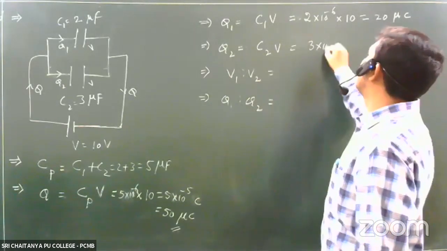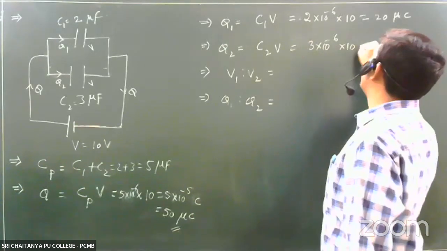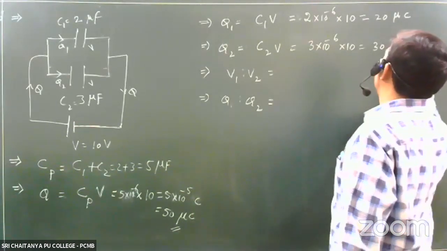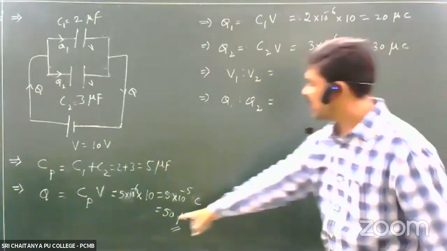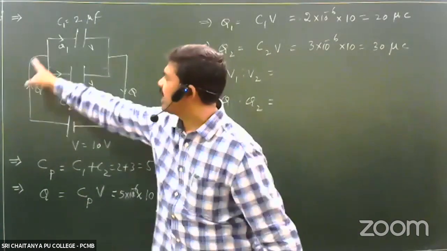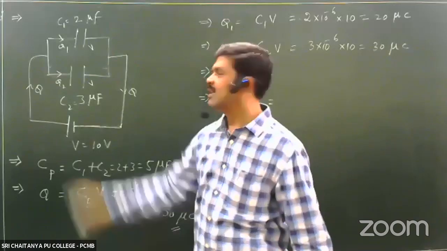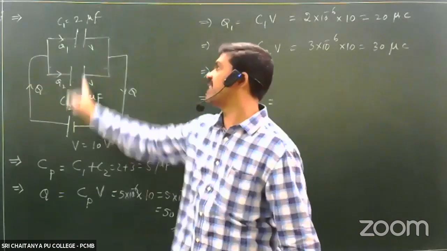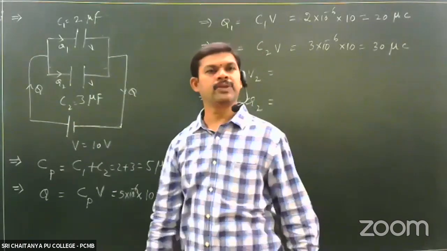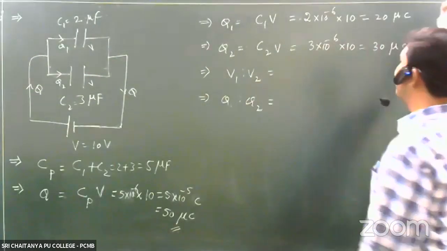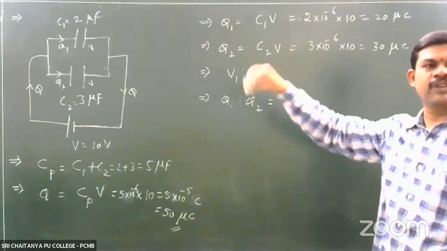3 into 10 power minus 6 into 10, that is 30 microcoulomb. 20, 30. Total is 50. See, 50 is coming in. Here it takes 20, here it takes 30. They divide in the ratio of their capacities, 2 into 3. In another way, also you can do Q into C1 by C1 plus C2.